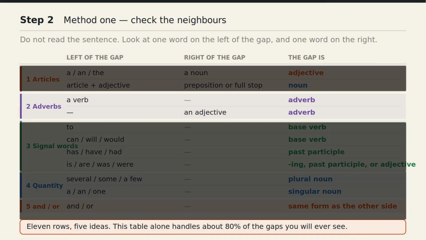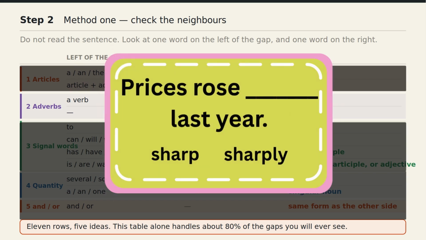Now let's look at the adverbs. If the gap comes right after a verb, it can be an adverb. For example, "prices rose gap last year", sharp or sharply. Rose is a verb, so sharply. Easy, right? So if you see a verb right next to the gap, keep adverb in your mind. And remember, adverb is your big clue.